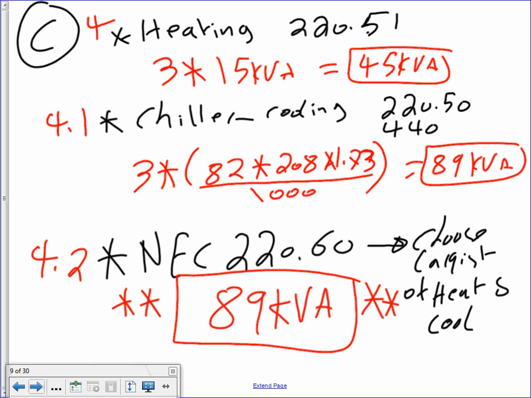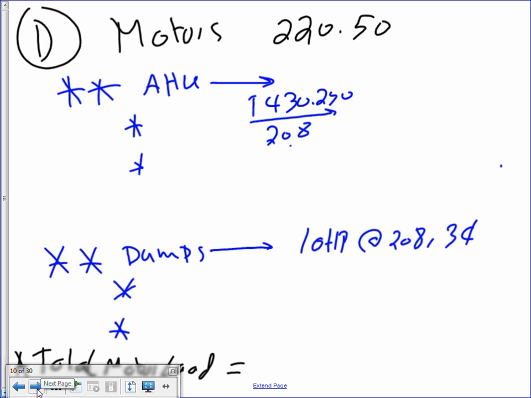Okay, shall we move to D? Motors? Yes, no, Karen? Good? Ryan? Okay. D is motors. So for motors, I have step 4.4. This will be 4.4 here for motors. Okay, for motors, here's what I have.